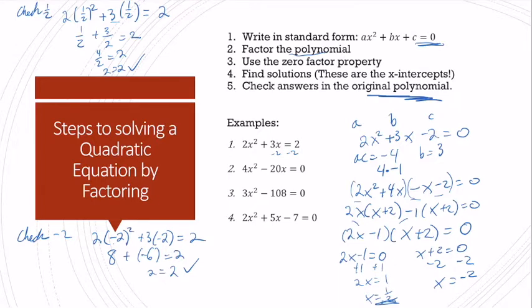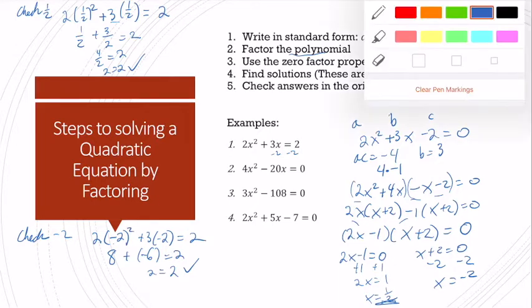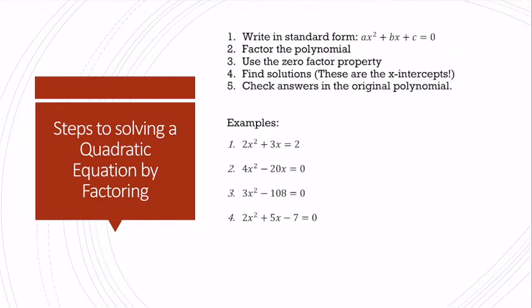Let's go ahead and work on example number 2. So here I have 4x squared minus 20x equals 0. I'm going to go ahead and pull out a factor of x. I have x times, so I need to pull out the greatest common factor because I have two terms here.